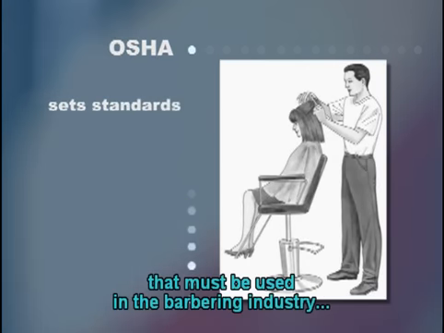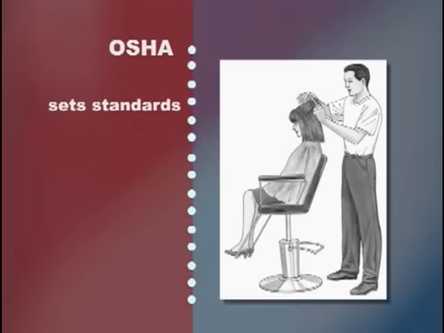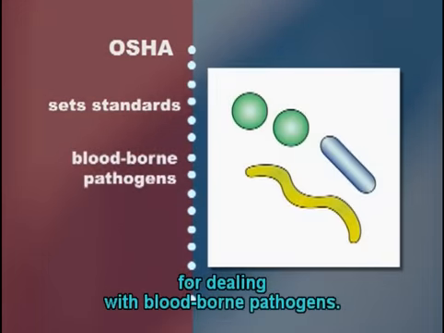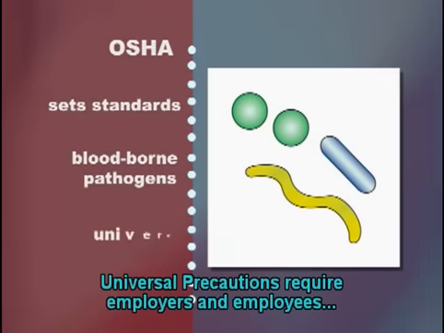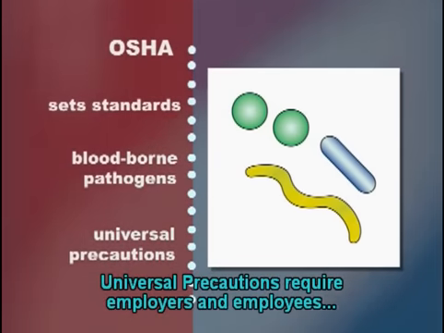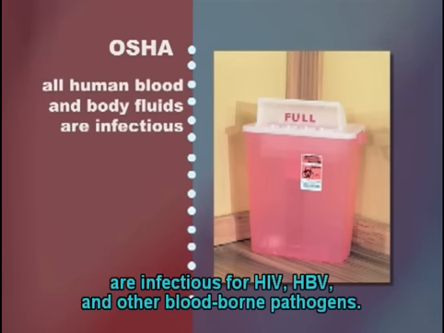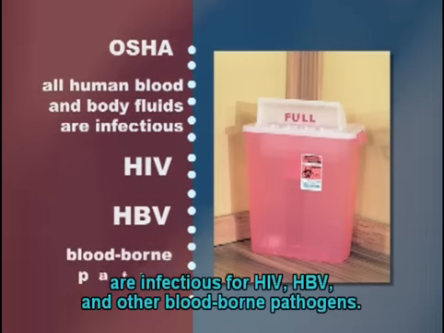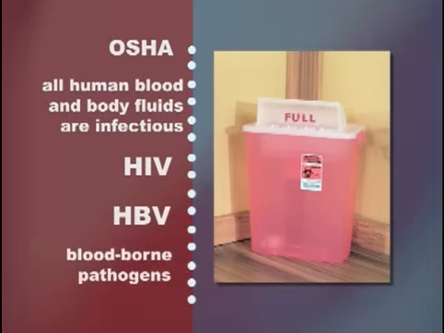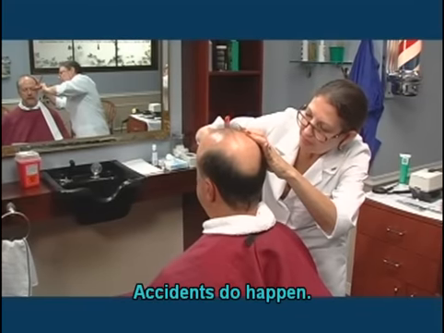OSHA also sets the standards that must be used in the barbering industry for dealing with blood-borne pathogens. Universal precautions require employers and employees to assume that all human blood and body fluids are infectious for HIV, HBV, and other blood-borne pathogens. Accidents do happen.